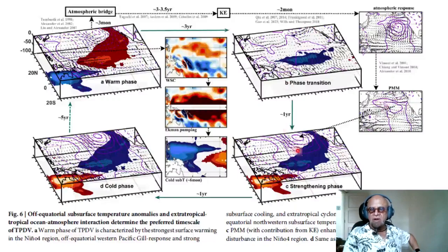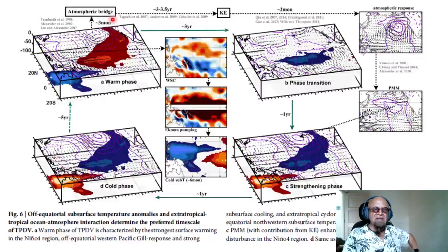So this takes about a year. So the phase is strengthened, transition happens, Pacific meridional mode kicks in, and that strengthens the phase, the transition phase. So the various parameters here: Ekman pumping, cold subsurface temperature, and the cold phase. So 5 years later you are going to flip the phase again.